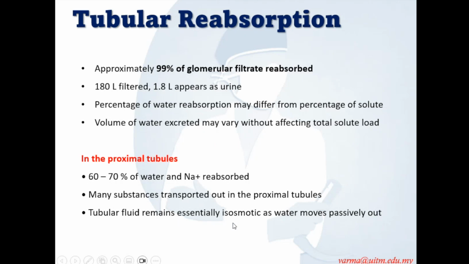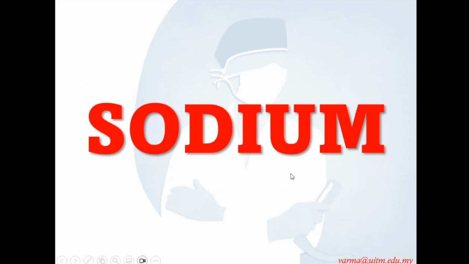Tubular fluid remains essentially isoosmotic as water moves passively out. At the proximal tubule, the main mechanism is solvent drag. There is a large amount of sodium being reabsorbed together with water. This causes a drag mechanism, a solvent drag, for many other solutes such as glucose, amino acids, and urea as well. So this is where mostly solutes move passively out down the concentration gradient, mostly via paracellular diffusion between the cells.